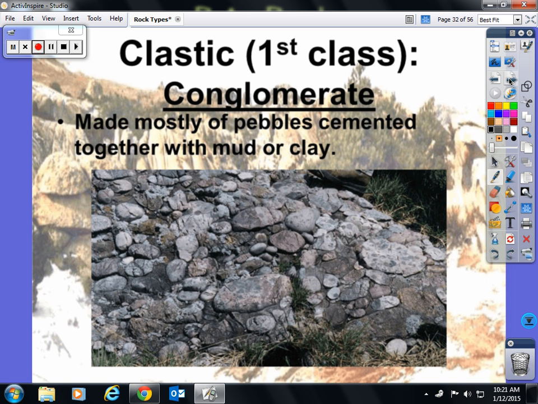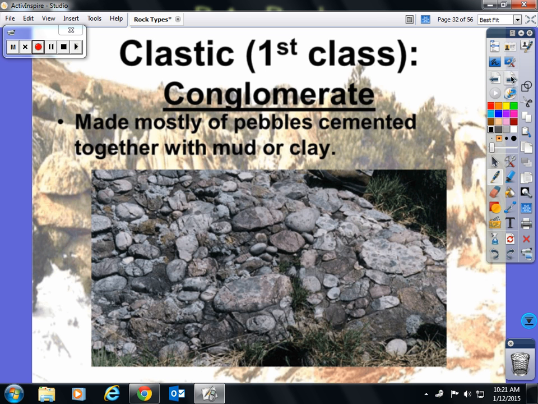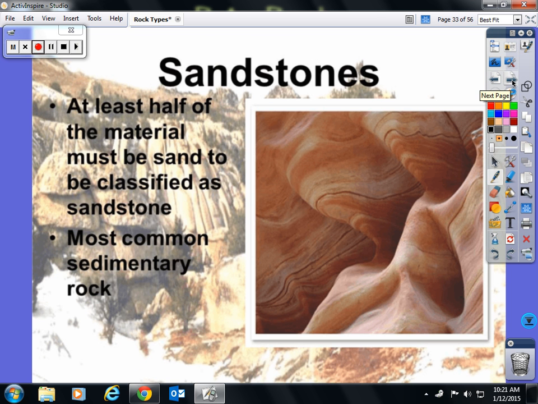So there's the conglomerate. This is what it looks like. Okay, so just a bunch of big rocks stuck together. It's probably one of the ugliest rocks. Sandstone, very pretty, very common, especially in the southwest. It's made of sand. It's at least 50% sand.